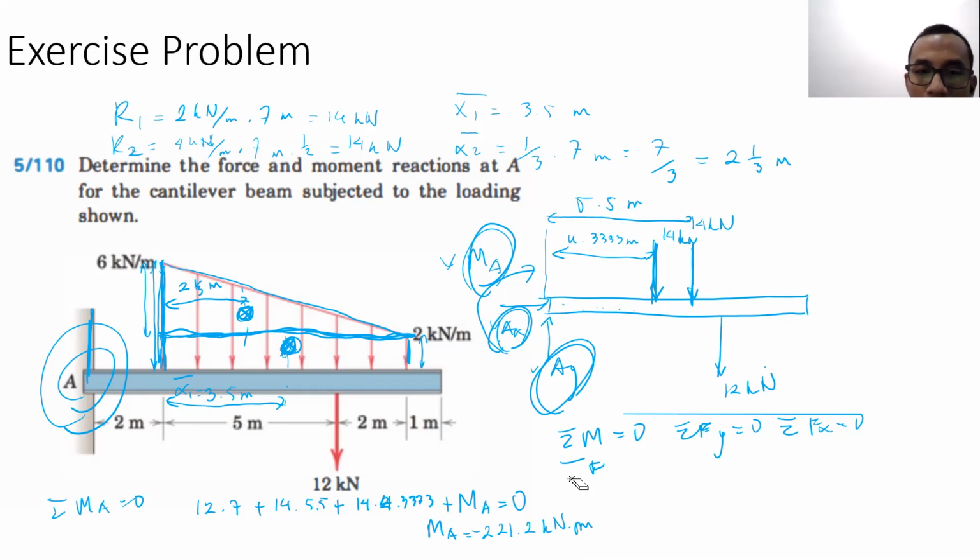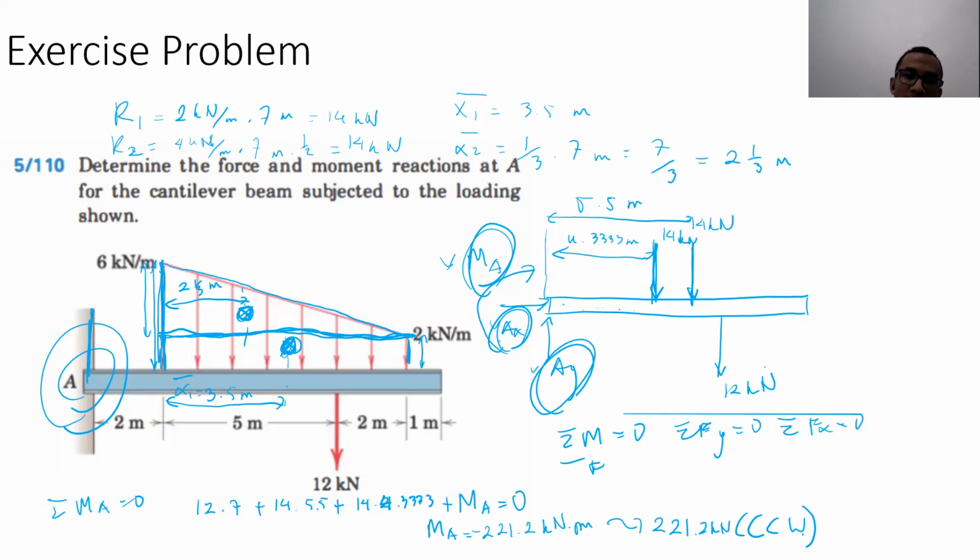So in this case, it's supposed to be counterclockwise. That's why it's supposed to be 221.2 kilonewton meter counterclockwise, CCW. Okay, moment at A is okay now.